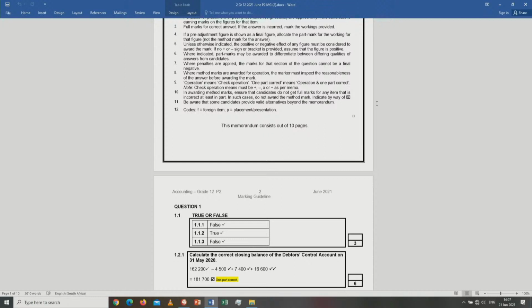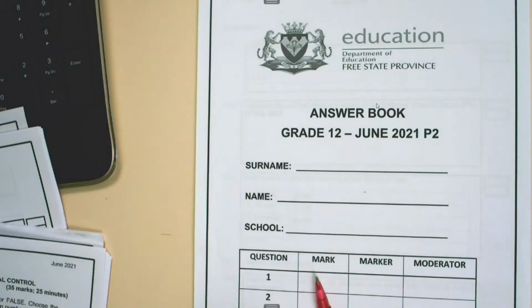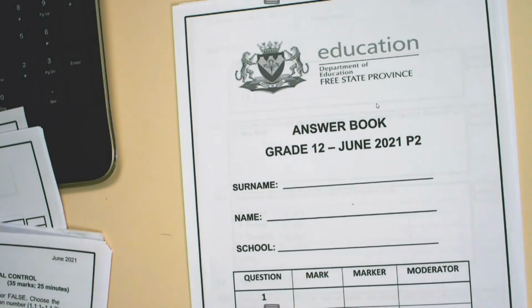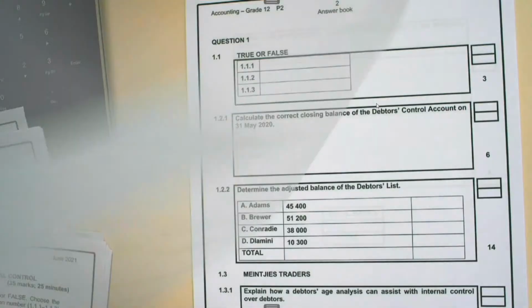1.2. Rebecca Traders. Rebecca Traders sells goods for cash and on credit. Study the information provided and answer the questions that follow. 1.2.1. Calculate the correct closing balance of the debtors control account on the 31st of May and prepare the debtors list on the 31st of May 2020. Okay, this part I want to do with you now, before we look at the marking guide. This is my answer book.